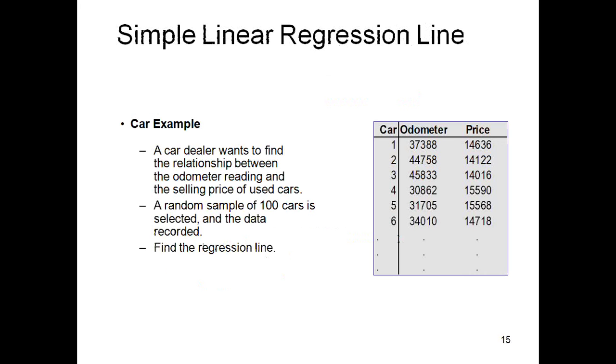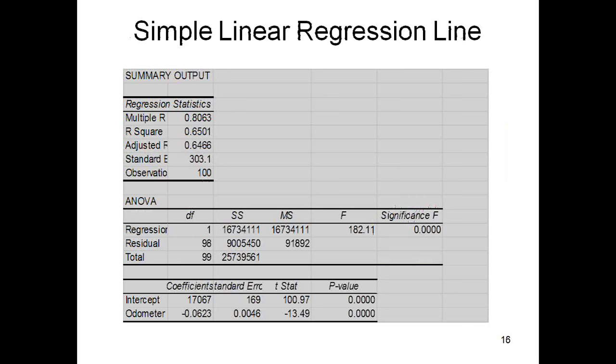Simple linear regression line. Let's take the example of cars. Car dealers want to find the relationship between the odometer reading and the selling price of used cars. In the chart you can see the different cars, with their odometer readings and prices. A random sample of 100 cars is selected and the data recorded. Then we find the regression line. We can see this kind of output gets generated when we deal with simple linear regression and fit y and x in SAS. So we get this kind of summary output.